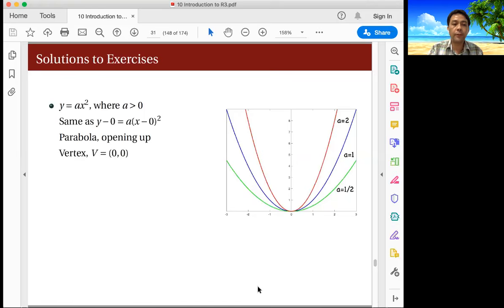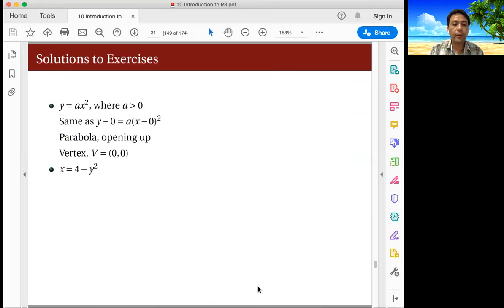For the second problem, we have x equals 4 minus y squared. We can put this in the parabola form that we have, or the equation of the parabola that we know. This is the same as x minus 4 equals negative of y minus 0 quantity squared. So this is a parabola opening where?